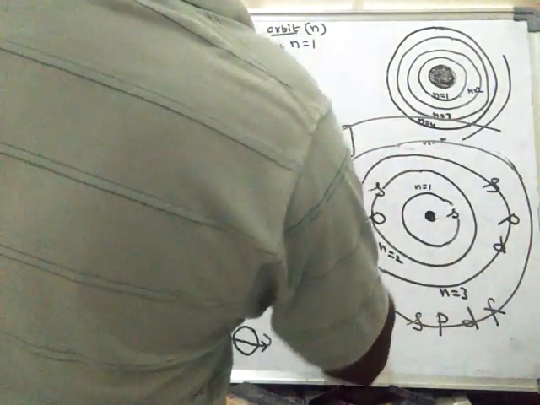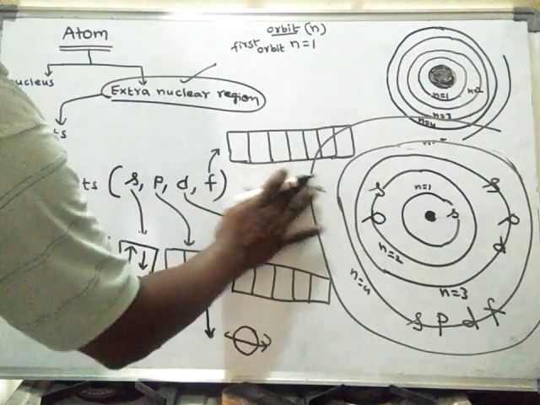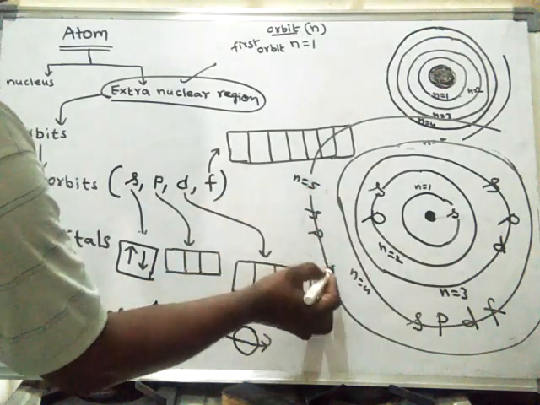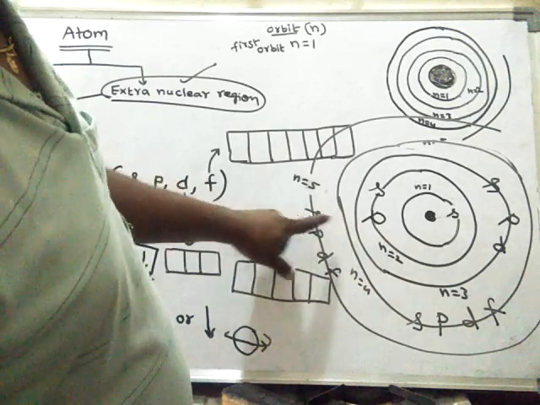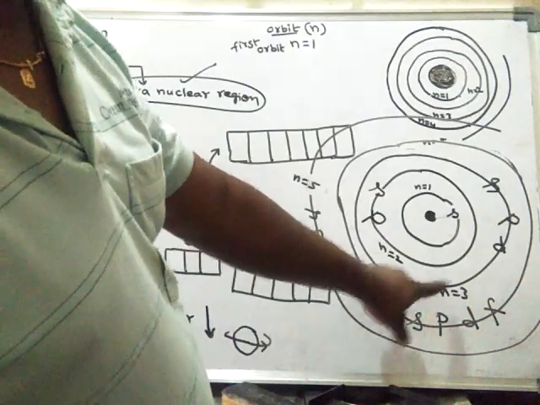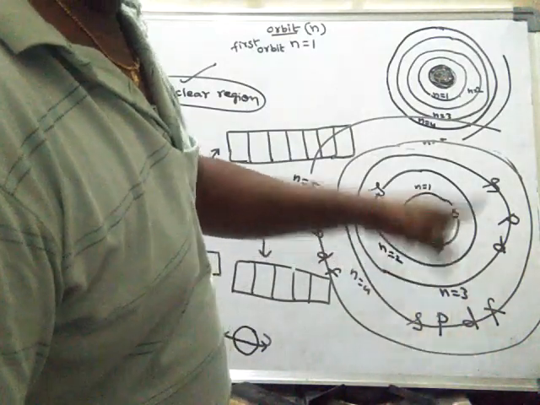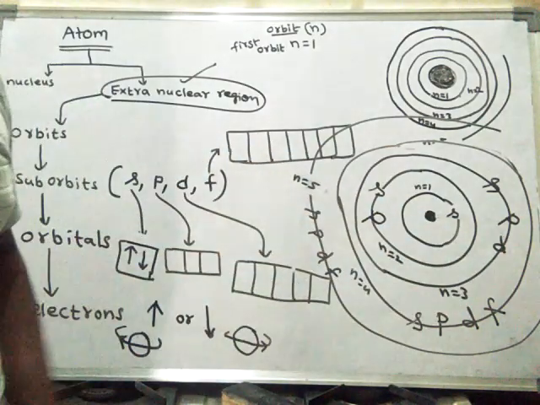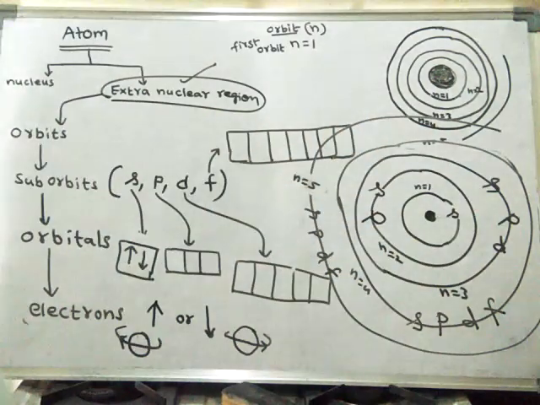From the fourth orbit onwards, you will find n is equal to 5, the fifth orbit. It also contains s, p, d, f. So from the fourth orbit onwards, you will find all 4 suborbits. But the third orbit contains only 3 suborbits, the second orbit only 2 suborbits, and the first orbit only 1 suborbit. So this is the representation of an atom by using suborbits.